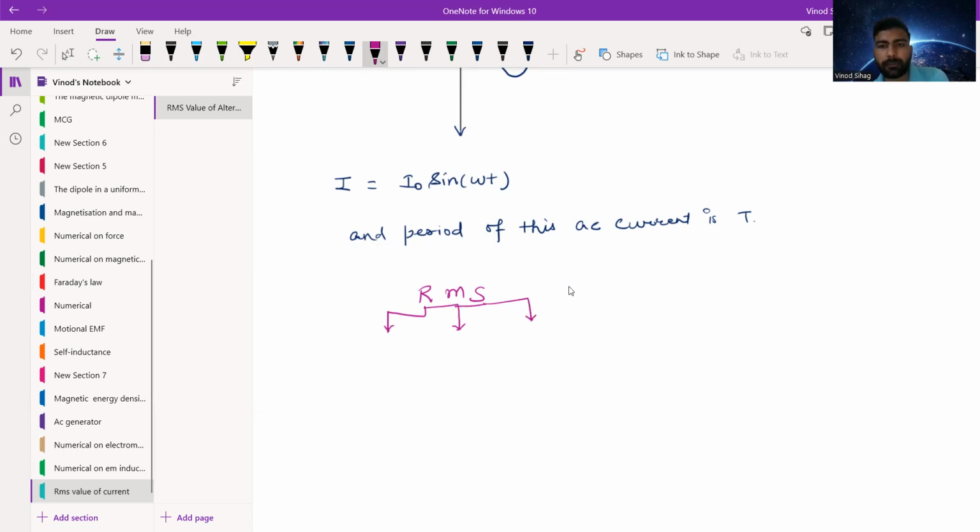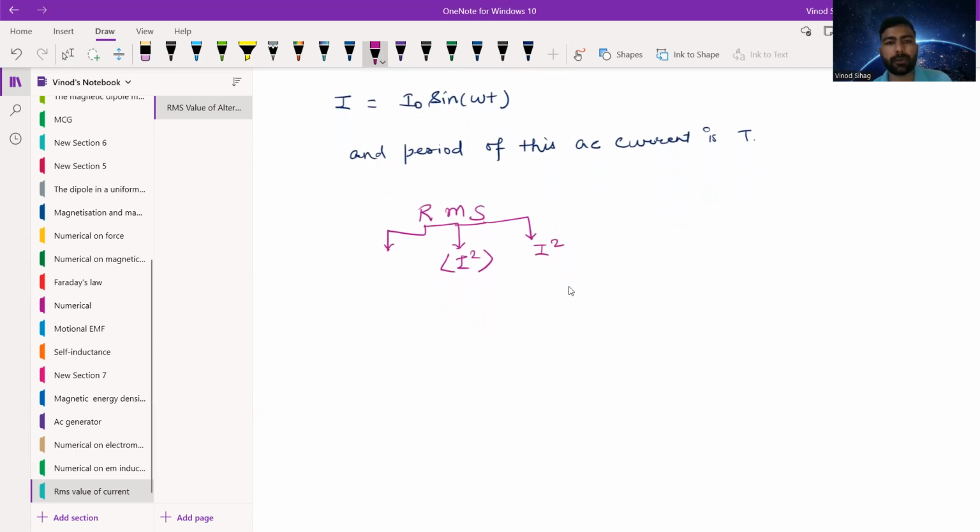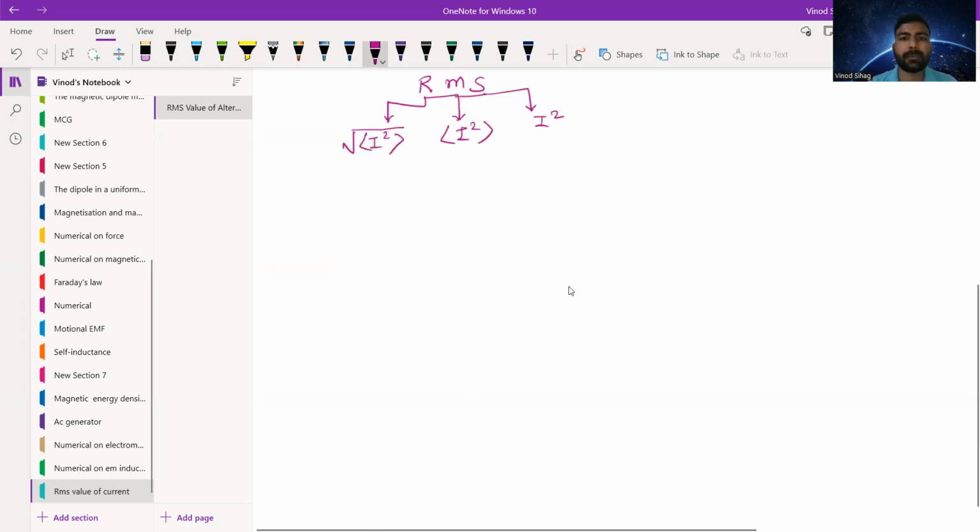Okay. So first of all, we will square the given signal, I square. Then we will take the mean of the given signal. Then this will be the mean. And then we are going to take the square root. So that's how we can find out the root mean square value of the alternating current. So let's start with the first step, that is square.